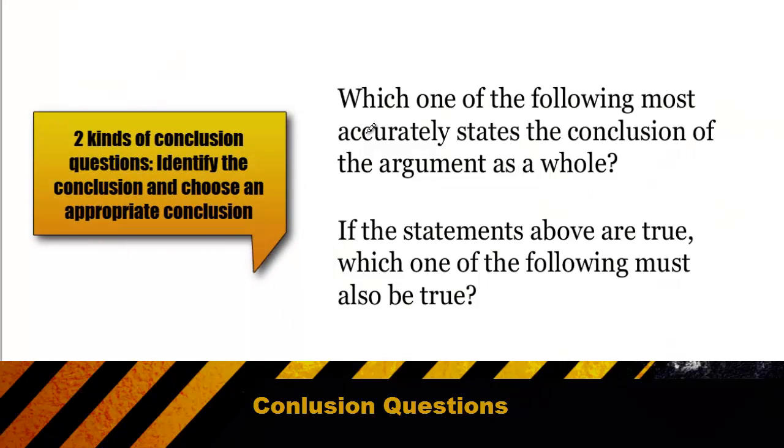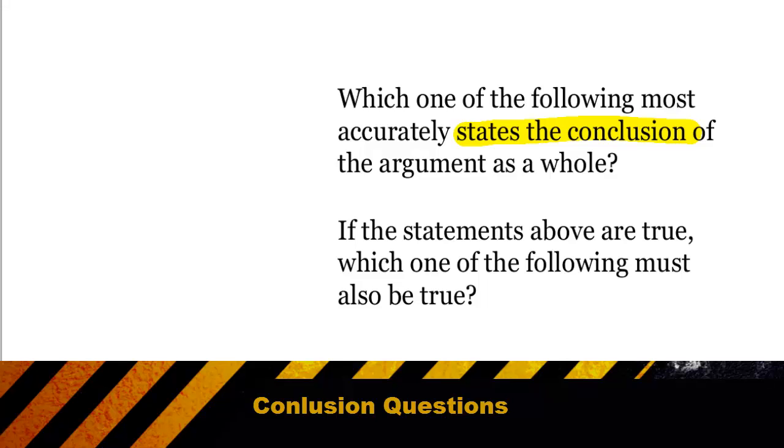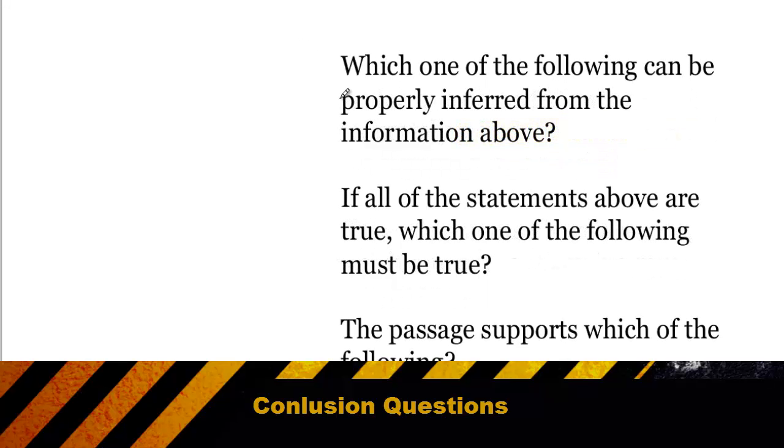The first type being the kind where the question wants you to find the conclusion that already exists in the argument. So the question will say something like, which of the following states the conclusion of the argument? The other kind of conclusion question is where the argument doesn't have a conclusion yet. So the question is asking you what would be a reasonable conclusion based on the information that already exists in the passage. These types of conclusion questions may ask what can be properly inferred, or what must also be true, or the passage supports which of the following. Again, these questions are asking you to choose a conclusion that doesn't yet exist in the passage.